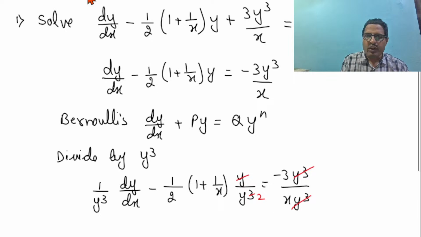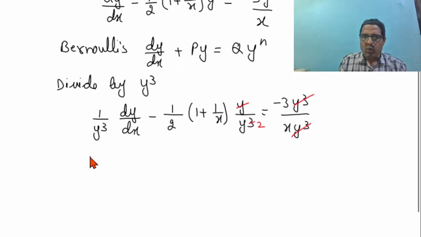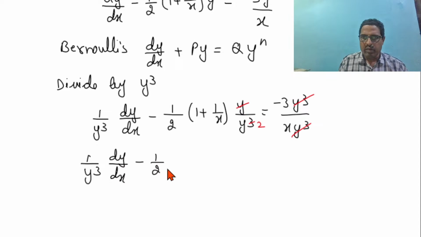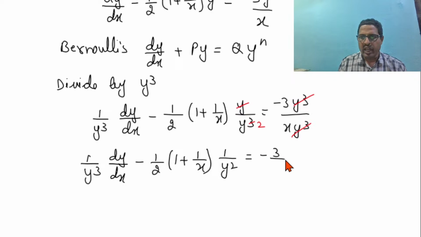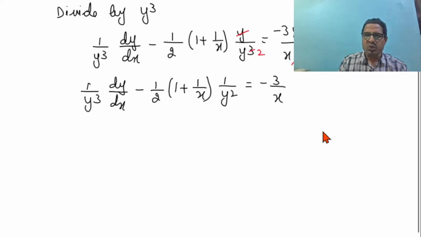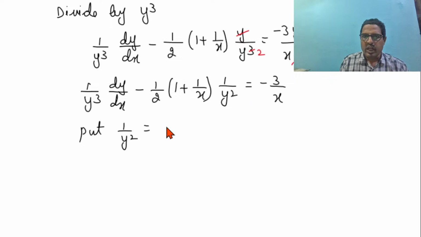So we try to rewrite this. This becomes 1 by y cube into dy by dx minus half times of 1 plus 1 by x into 1 by y square is equal to, on the right hand side you are left with only minus 3 by x. So now you have to make a substitution over here. Let us put this value 1 by y square to be equal to t.